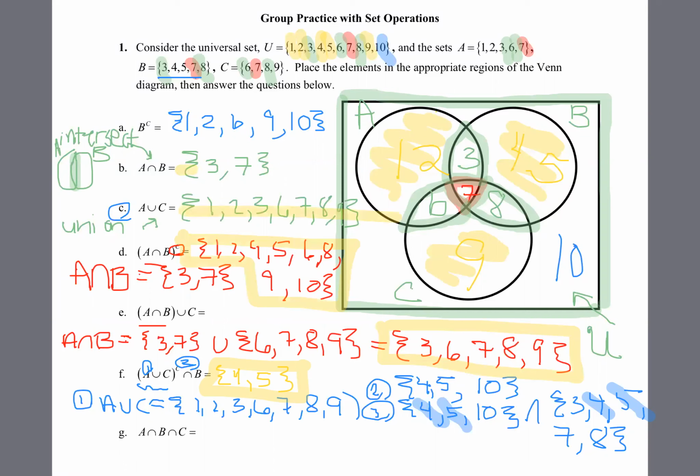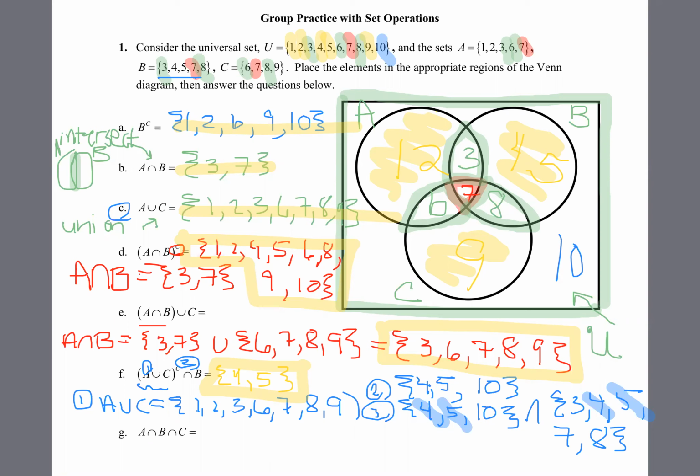I'm just kind of going over all the answers so you can see them. Okay, and then I am going to scroll the screen down, so we're going to lose the Venn diagram. But as we're going, for G, it's A intersect B intersect C. So that means, where do they all intersect? What do they all have in common? And they all have in common the 7.